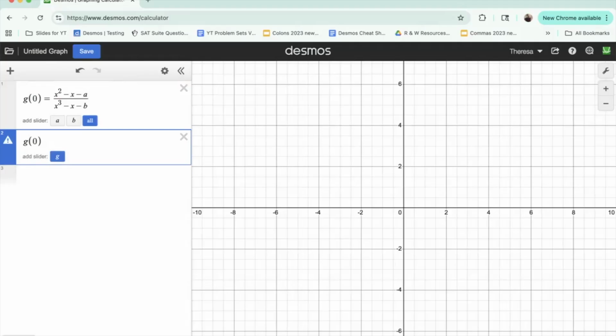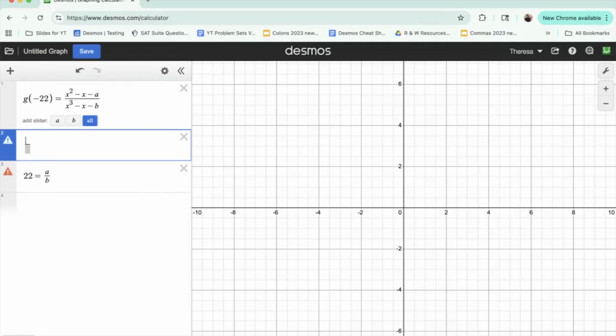Let's plug in x equals 0. We get 0 squared minus 0 minus a, all over 0 cubed minus 0 minus b. That gives us negative a over negative b equals 22. In other words, a over b is positive 22. Let's set that aside for now, and then we'll work with our other point.